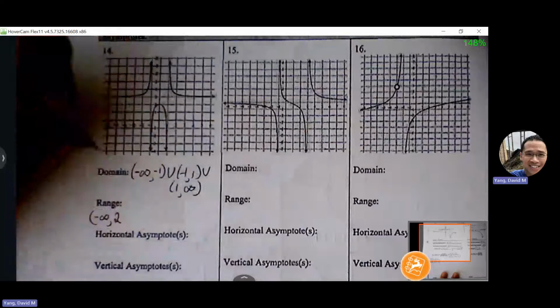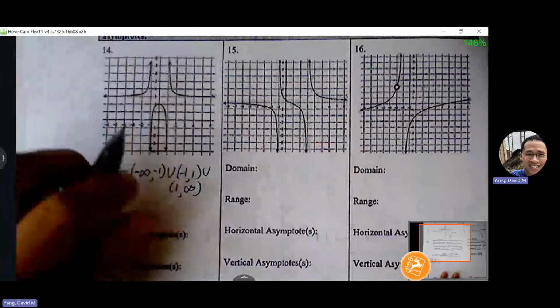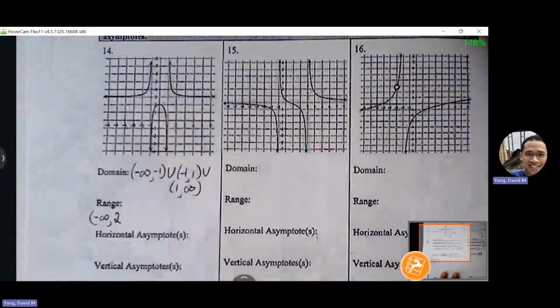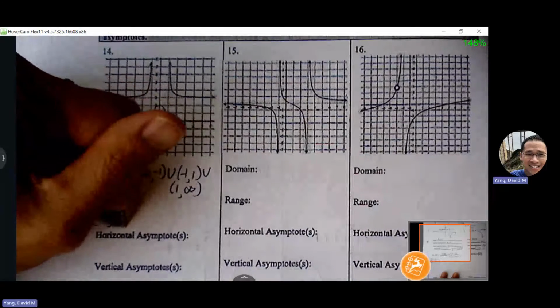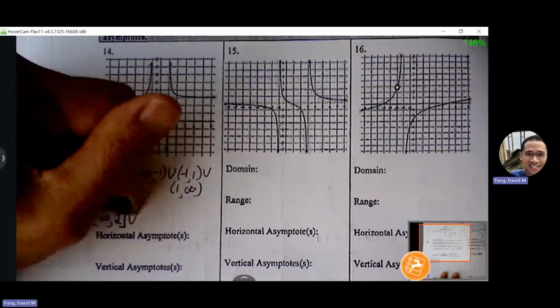And then it goes all the way up to 2. Bracket or parentheses? Bracket, because it actually does hit that point, right? So it's not an asymptote there. So we do want to indicate that the graph does touch that point.